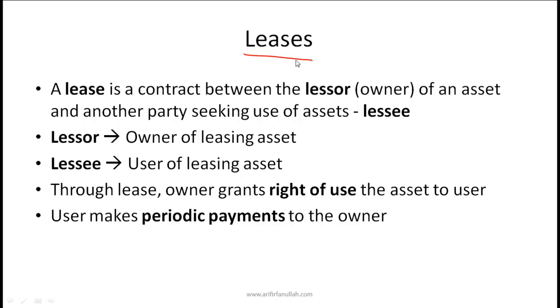So, why are we discussing leases in the chapter on non-current liabilities? The basic idea is this: when you lease equipment as a company, you are going to make payments to the entity from which you lease. So these payments that you make in the future are essentially an obligation.